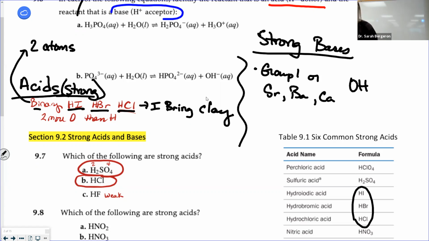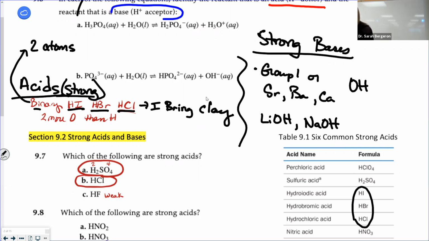So it's a group 1 element. So what's an example of a group 1 element? Pick the very first group 1 element in column 1. Lithium. So like lithium hydroxide would be a strong base. Sodium hydroxide is a strong base. You see the trend? See what we're doing? Potassium hydroxide, rubidium hydroxide, cesium hydroxide, francium hydroxide. Those would all be strong.